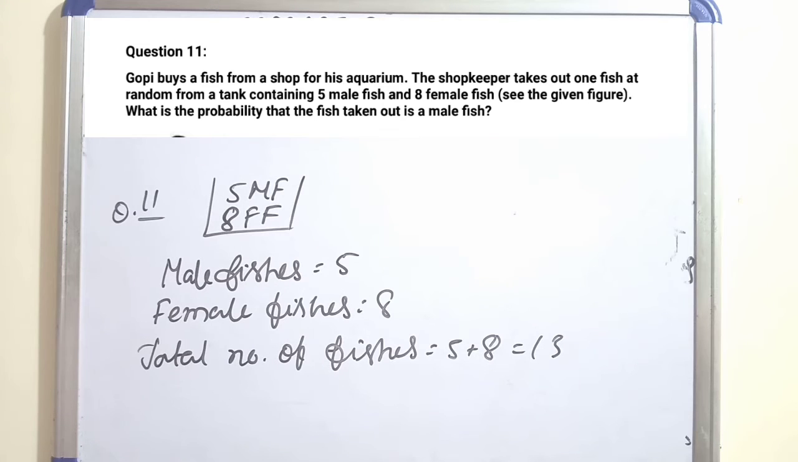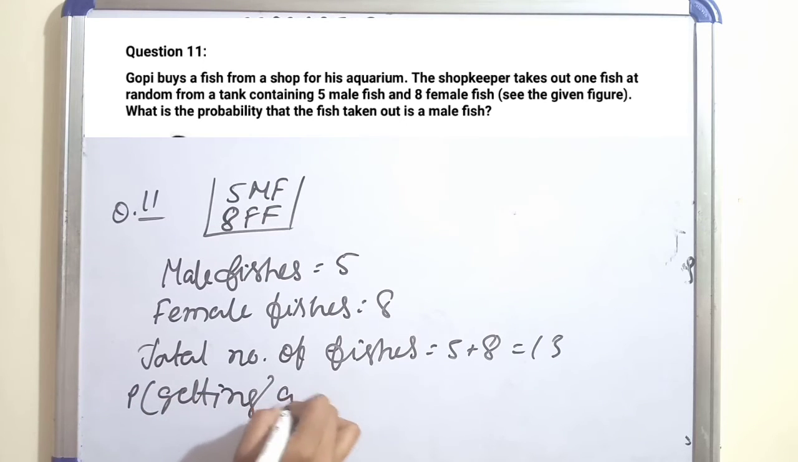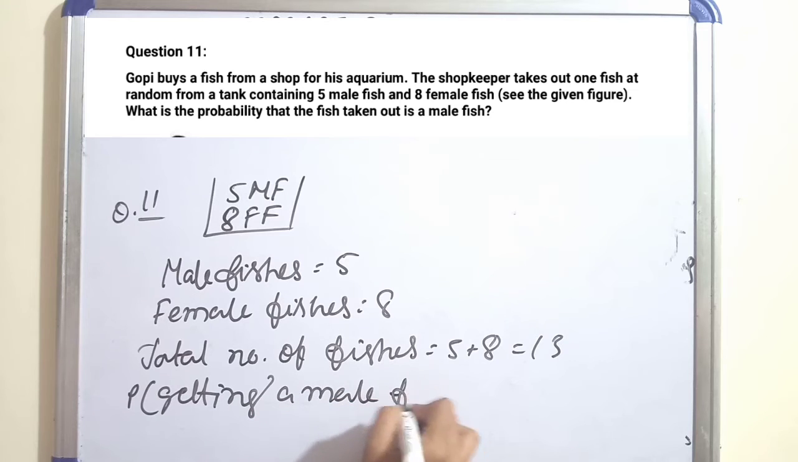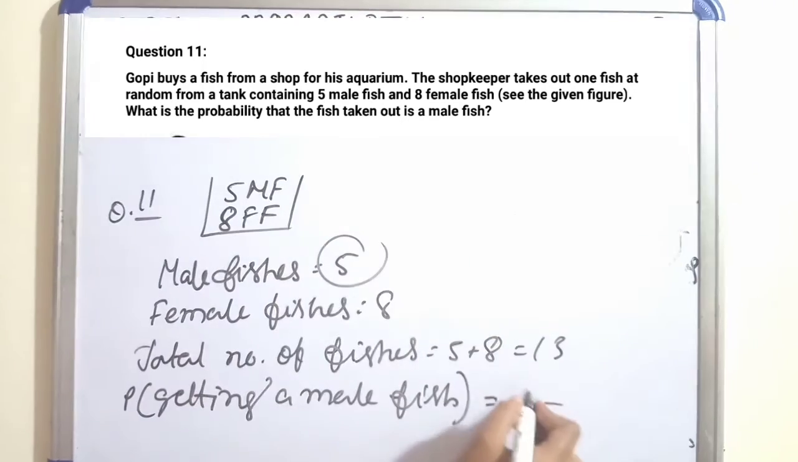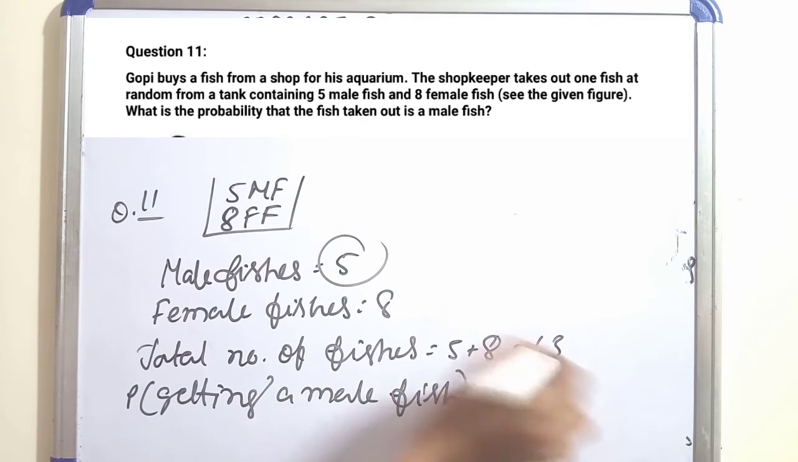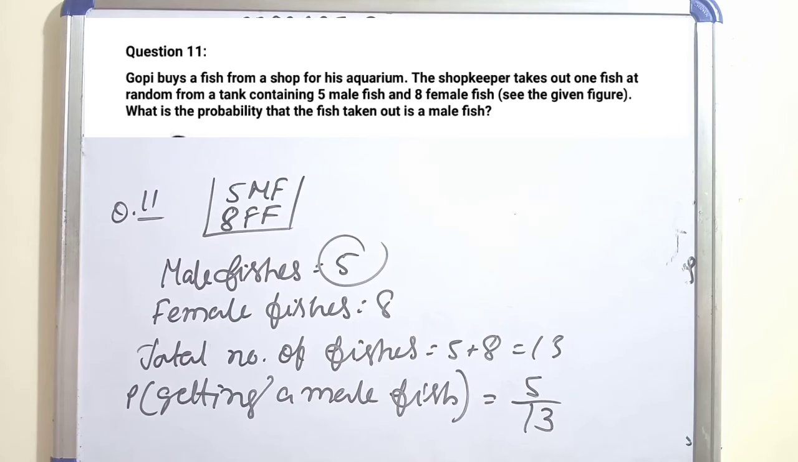So you have to find the probability of getting a male fish. Probability of getting a male fish is equal to number of favorable outcomes upon number of total outcomes. So here number of favorable outcomes 5 upon number of total outcomes 13. So 5 upon 13. That's the answer.